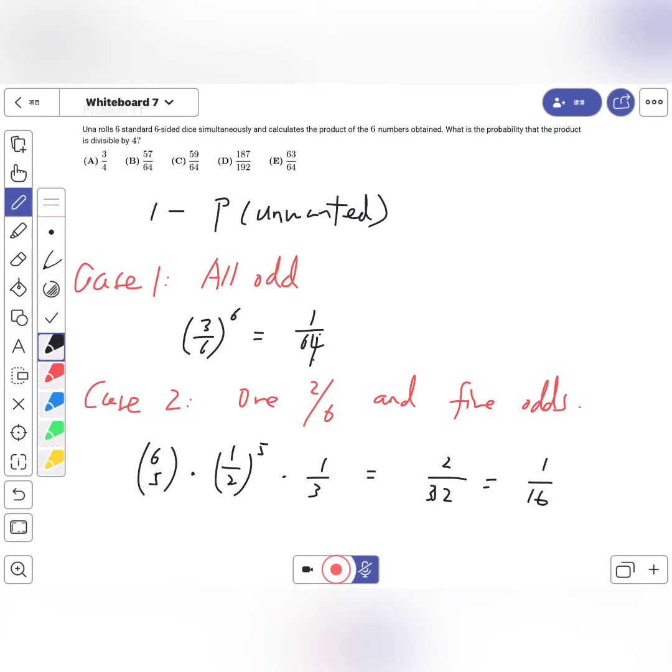Now we don't have any other cases, so the probability that we desired is going to be equal to 1 minus 1 over 64 minus 1 over 16, which gives us 59 over 64. And this gives us answer choice C.